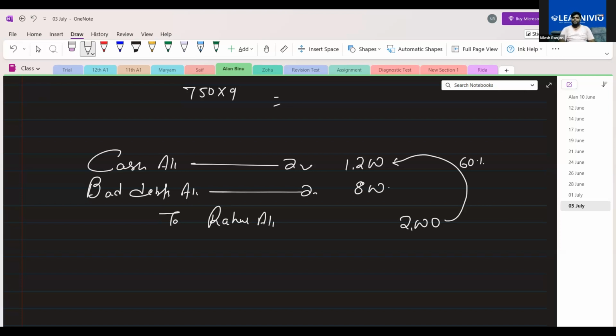Now the same question like this. Sudhir Kumar, who owed me rupees 3,000, has failed to pay the amount. He pays a compensation of 45 paise in a rupee. Again, the same question: 3,000 into 45% you will calculate, and the entry will be the same. The journal entry will be the same, but the name will be different. Cash account debit, bad debts account debit, to Sudhir, whatever the name is. Okay.